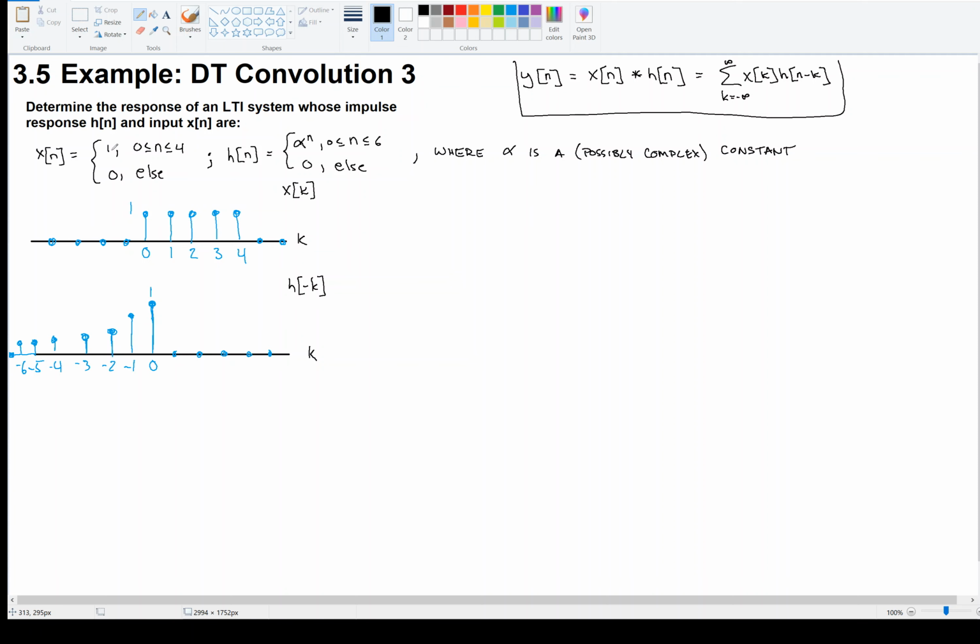X of n is 1 when n is between 0 and 4, 0 else. H of n is alpha to the n when n is between 0 and 6, 0 else. And alpha is a constant.